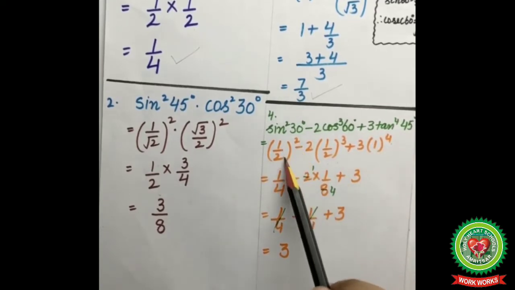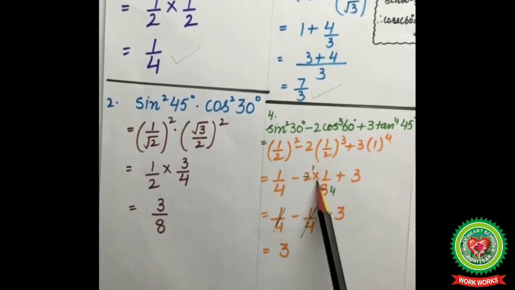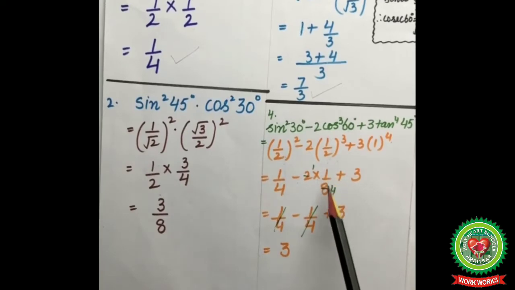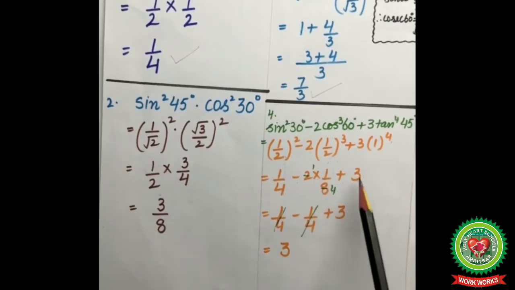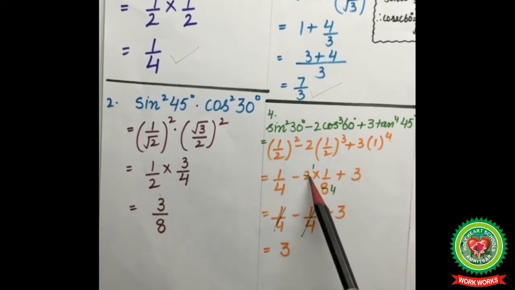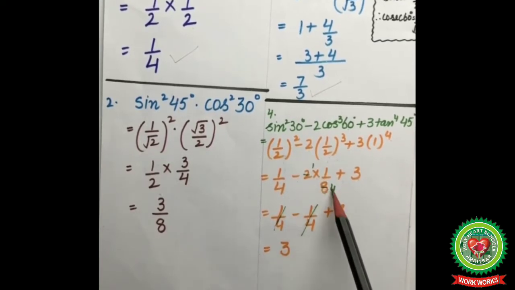Now the square of 1 by 2 is 1 by 4, minus 2 multiplied by the cube of 1 by 2, which is 1 by 8, plus 3 into 1, which will be 3 only. So now we are going to cancel the 2 and 8, and we'll get 1 by 4. So we are going to get 1 by 4 minus 1 by 4 plus 3. So 1 by 4 and minus 1 by 4 will get cancelled out. So we are going to get the answer as 3.